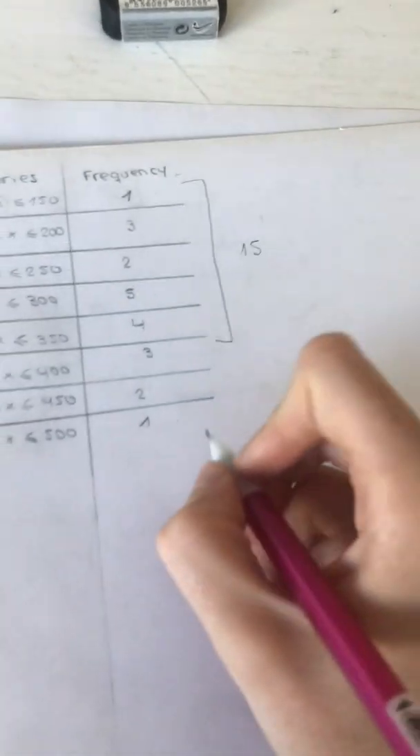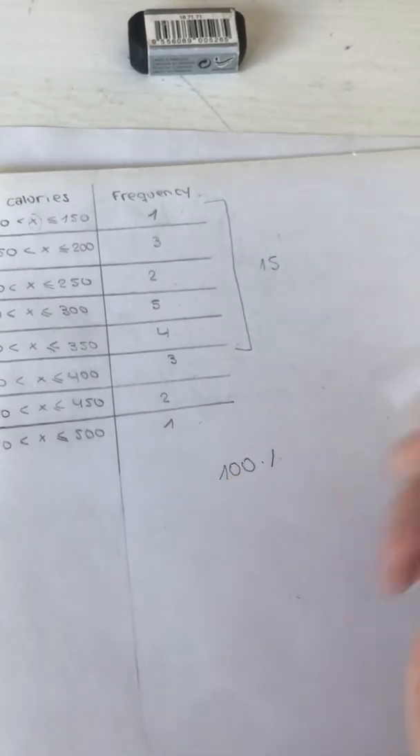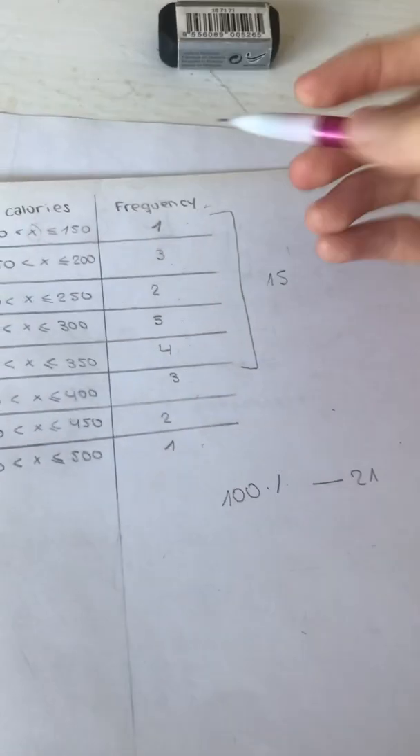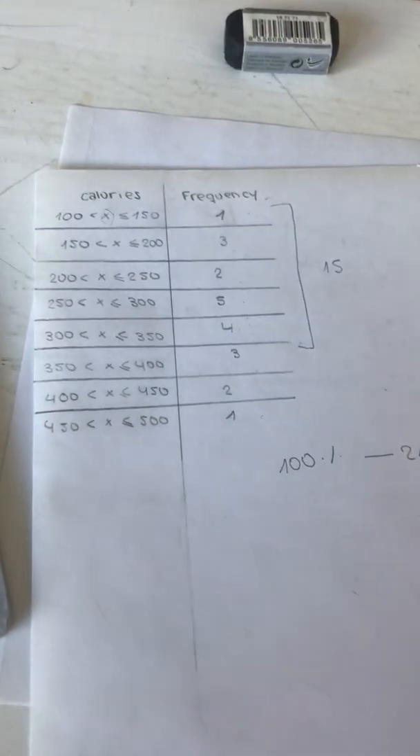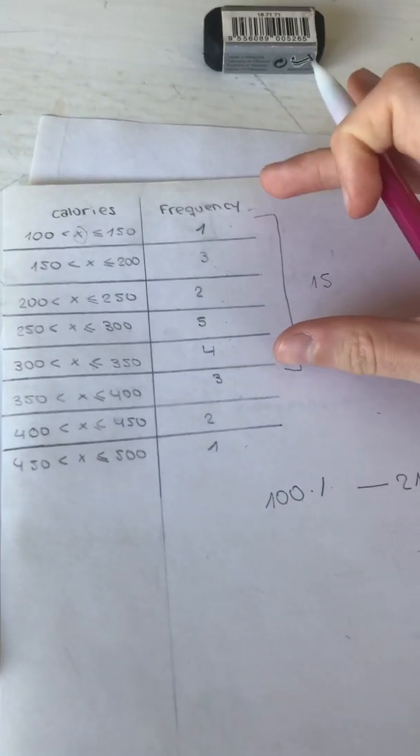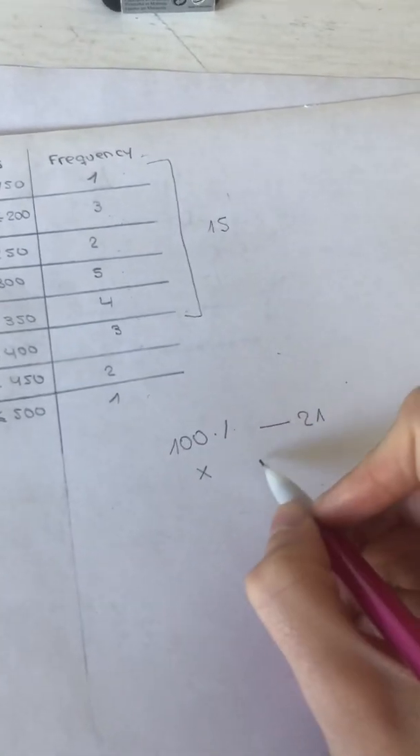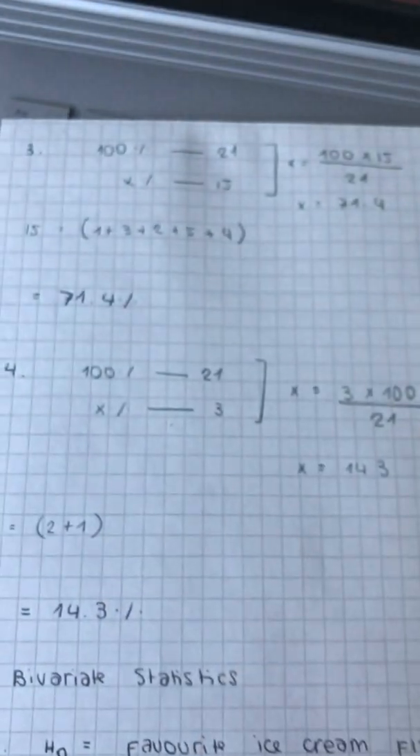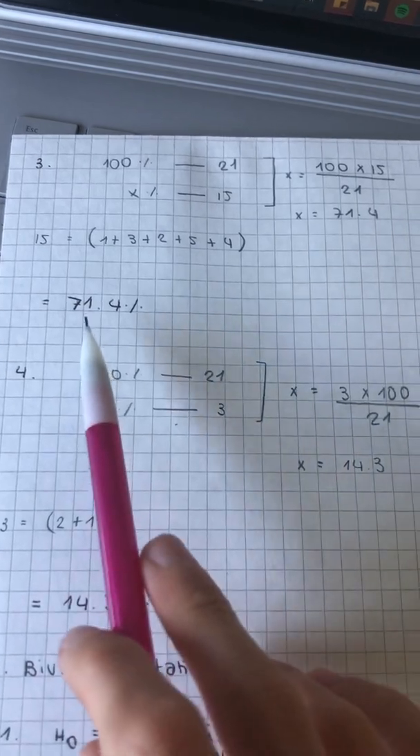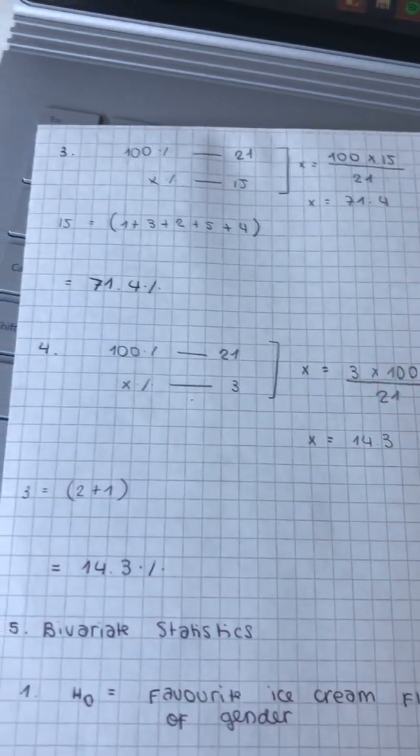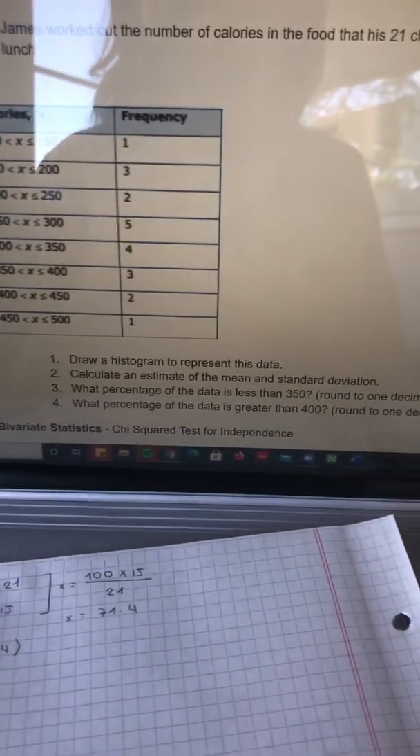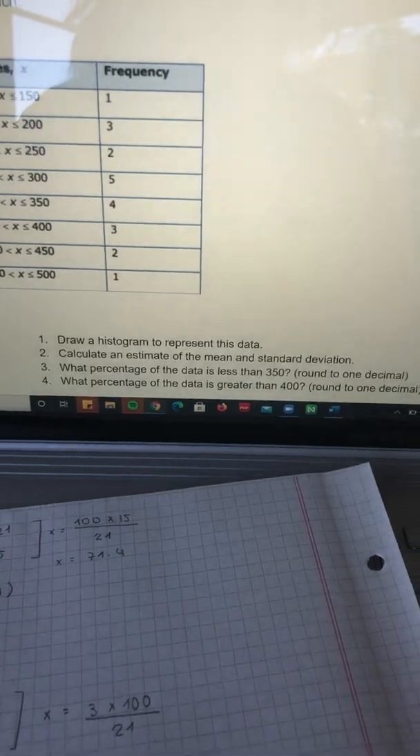So now we use the rule of three, where 100% represented 21, that is all the frequencies added up, and we wanted to know what percentage of the table represented this part of the table. So x times 21 equals 15 times 100, and this is how we solved it, and it gave us 71.5%.